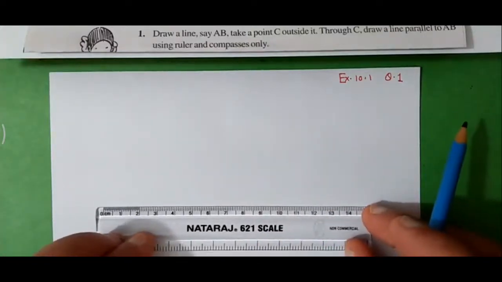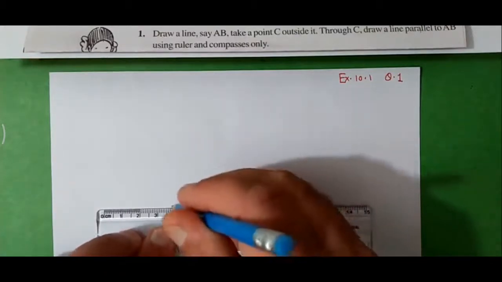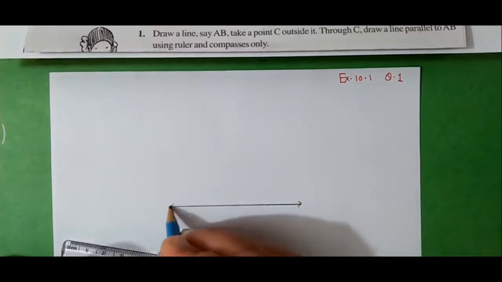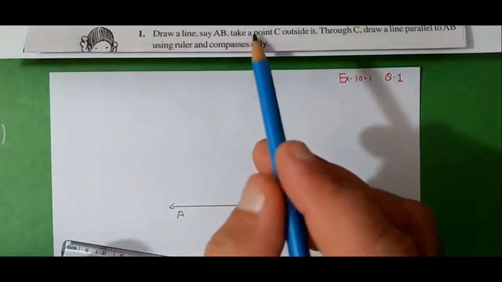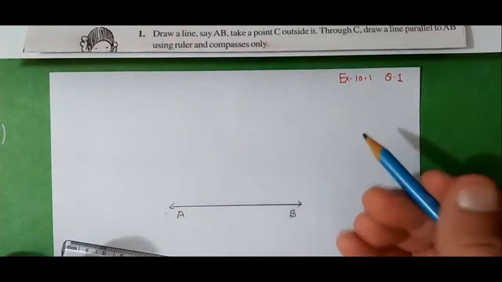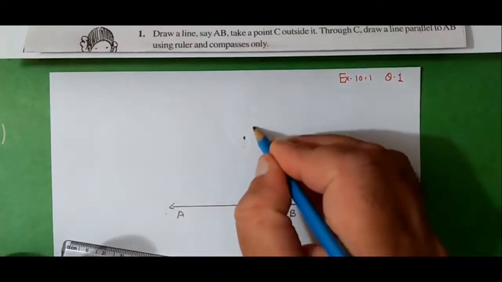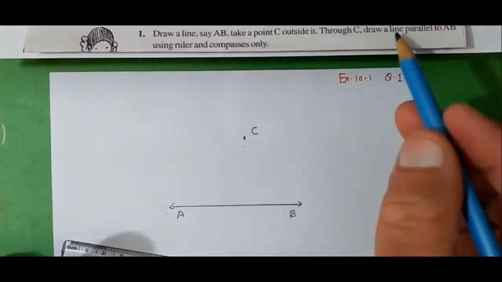Now first of all, we will draw a line AB. Now this is the line AB and we will mark A and B on the other side. Now here take a point C outside it. That means we are required to take a point C. एक point C लेना है हमें जो कि AB से बाहर हो. Now here we have taken a point C.